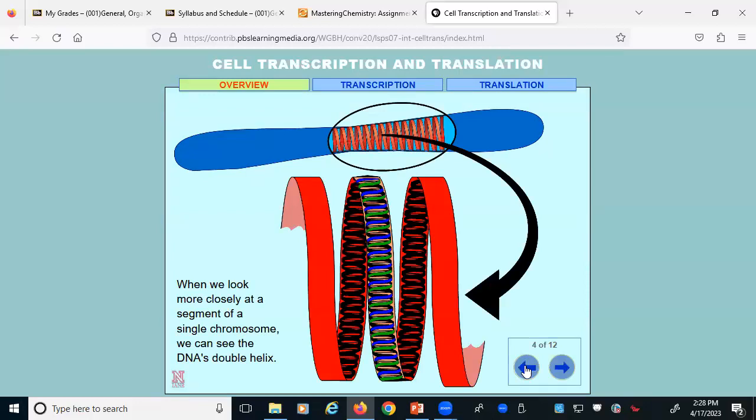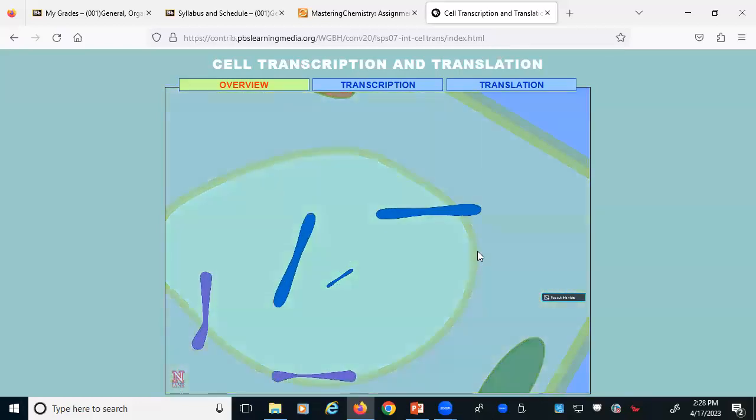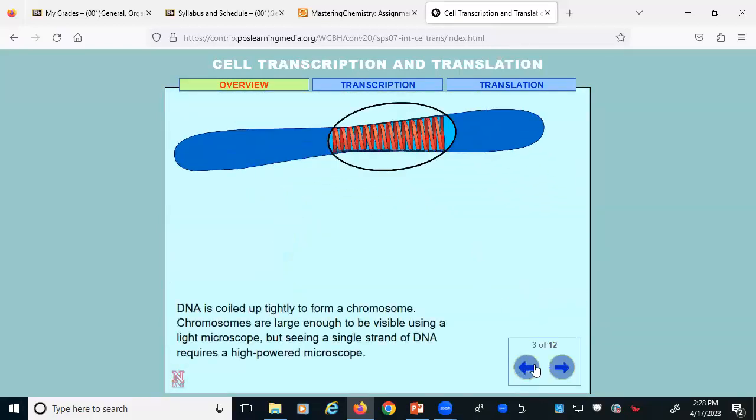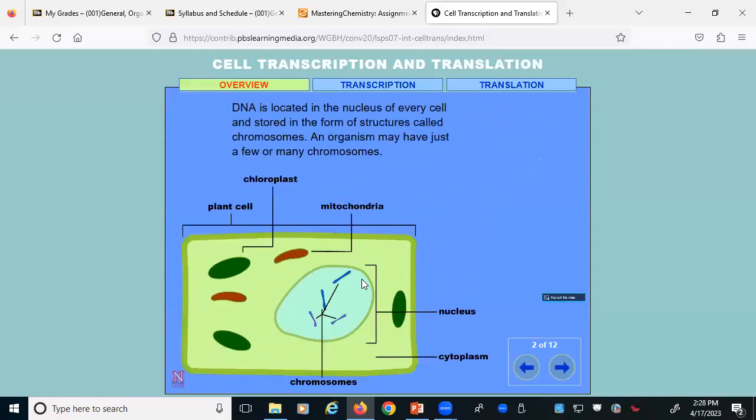Taking this back all the way, we could see why it would be a problem for these chromosomes to travel in and out of the nucleus. They're quite large.